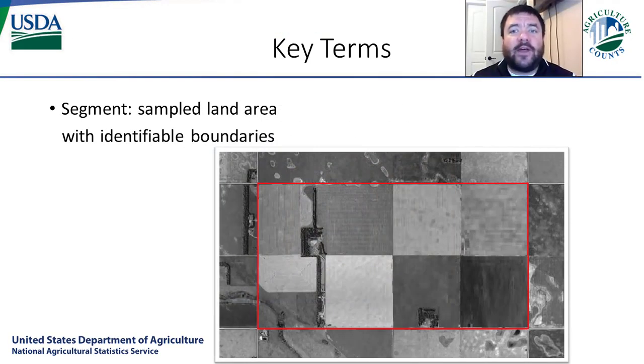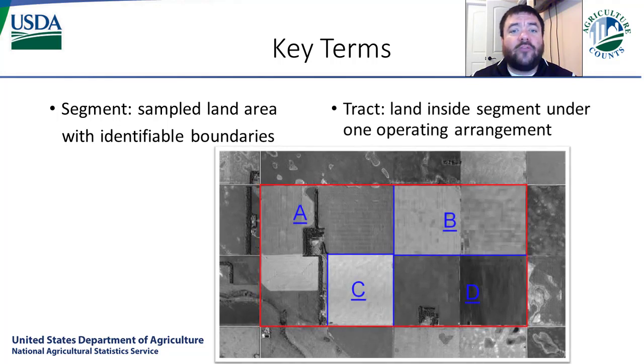So let's get started. First, we need to define some common terms we will be utilizing during the survey. A segment refers to a defined area of land. The area of the segment is normally about 1 square mile, but may be much larger or smaller depending on the land use. A tract refers to a part of the segment that is operated under a unique operating arrangement. If a farmer is operating as an individual and as a partnership in the same segment, these would need to be two different tracts.